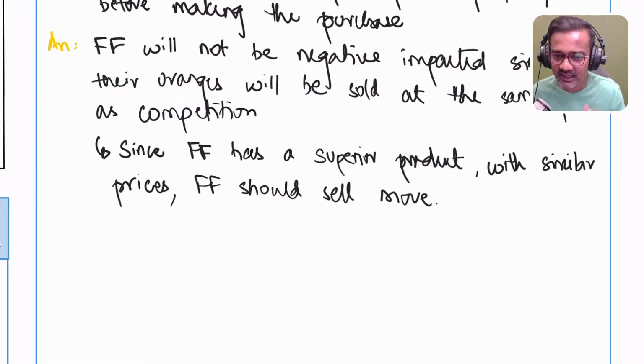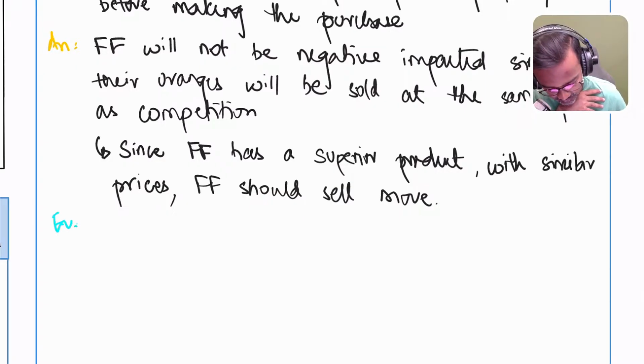And we know that FF already has a superior product. They have a USP to show for it. So I'm saying that it might be better for them to remain competitive because the quality of the product is what's going to get them more sales rather than charging a higher price for it.